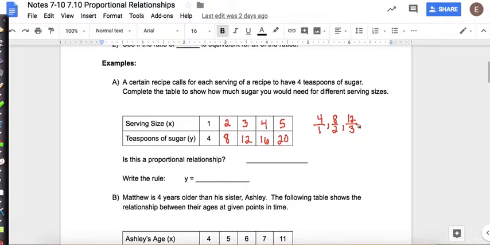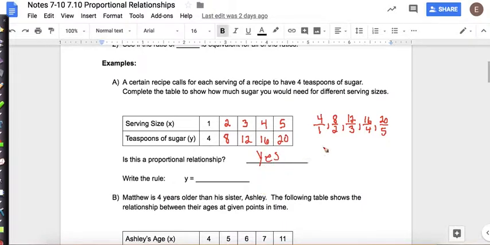It sure can. I can divide top and bottom by 3, and I would get 4 over 1. 16 over 4. I could divide top and bottom by 4, and I would get 4 over 1. And then 20 over 5. Would I get 4 over 1? I sure would. So this is a proportional relationship.